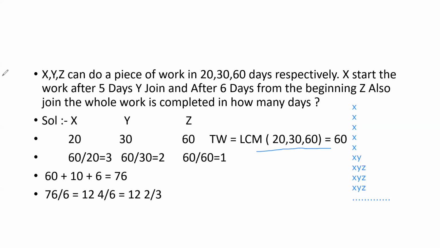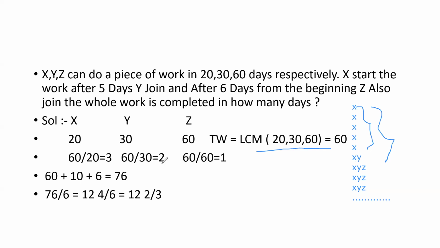Now here we observe that how many days Y can work we don't know. How many days Z can work we don't know. But how many days Y cannot work we know, and how many days Z cannot work we know. So we can add these 5 days of Y and these 6 days of Z. Then the entire work will be completed by all three persons. So we have added these 5 days.